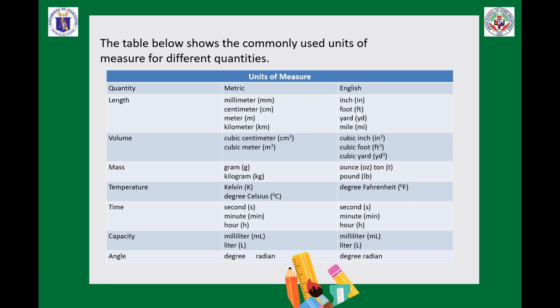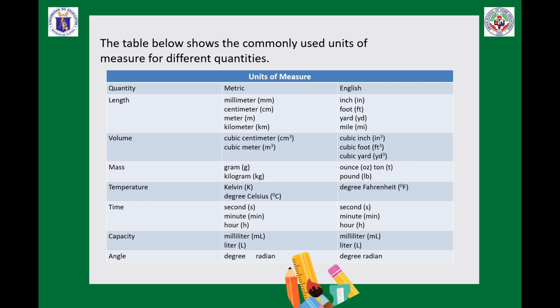For the volume, for the metric system, we have the cubic centimeter and cubic meter. For the English system, we have cubic inch, cubic foot, and cubic yard. For the mass, we have the gram and kilogram. For the English system, we have the ounce, ton, and pound. For the temperature, we have the Kelvin and degrees Celsius. Next is the degree Fahrenheit for the English system.